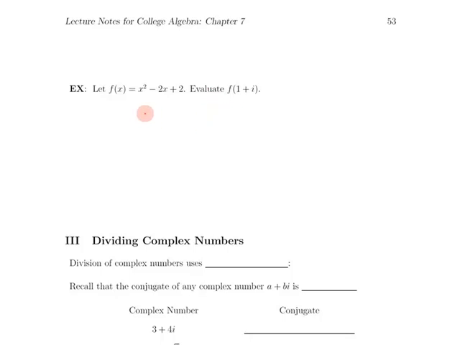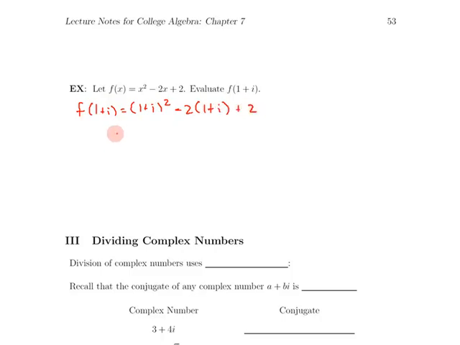Here's a fun little question. What we've got is a polynomial function. f of x is equal to x squared minus 2x plus 2. And instead of plugging in a real number, I want to plug in a complex number. So I've got a function that I'm going to plug this complex number into. As you know, f of anything is you take that thing inside the parentheses and replace all the x's with it. You're just plugging it in. So f of 1 plus i would be (1 plus i) squared minus 2 times (1 plus i) plus 2.